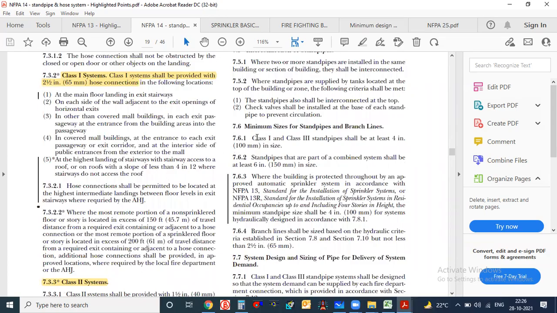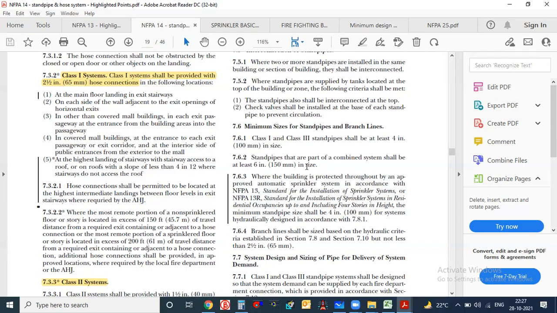Yes. Here you see, this is also an important point. Class 1 and class 3 standpipe shall be at least 4 inches in size. The minimum size we need to follow is 4 inches. Standpipes that are part of a combined system shall be at least 6 inches in size. The meaning of combined system is sprinkler and hydrant system. If you are having a sprinkler and hydrant system, then at least it should be 6 inches, 150 mm. Or otherwise, if you feel that the sprinklers are more, hydrants are more, you can increase the pipe size also. Like you can make it 8 inches also.